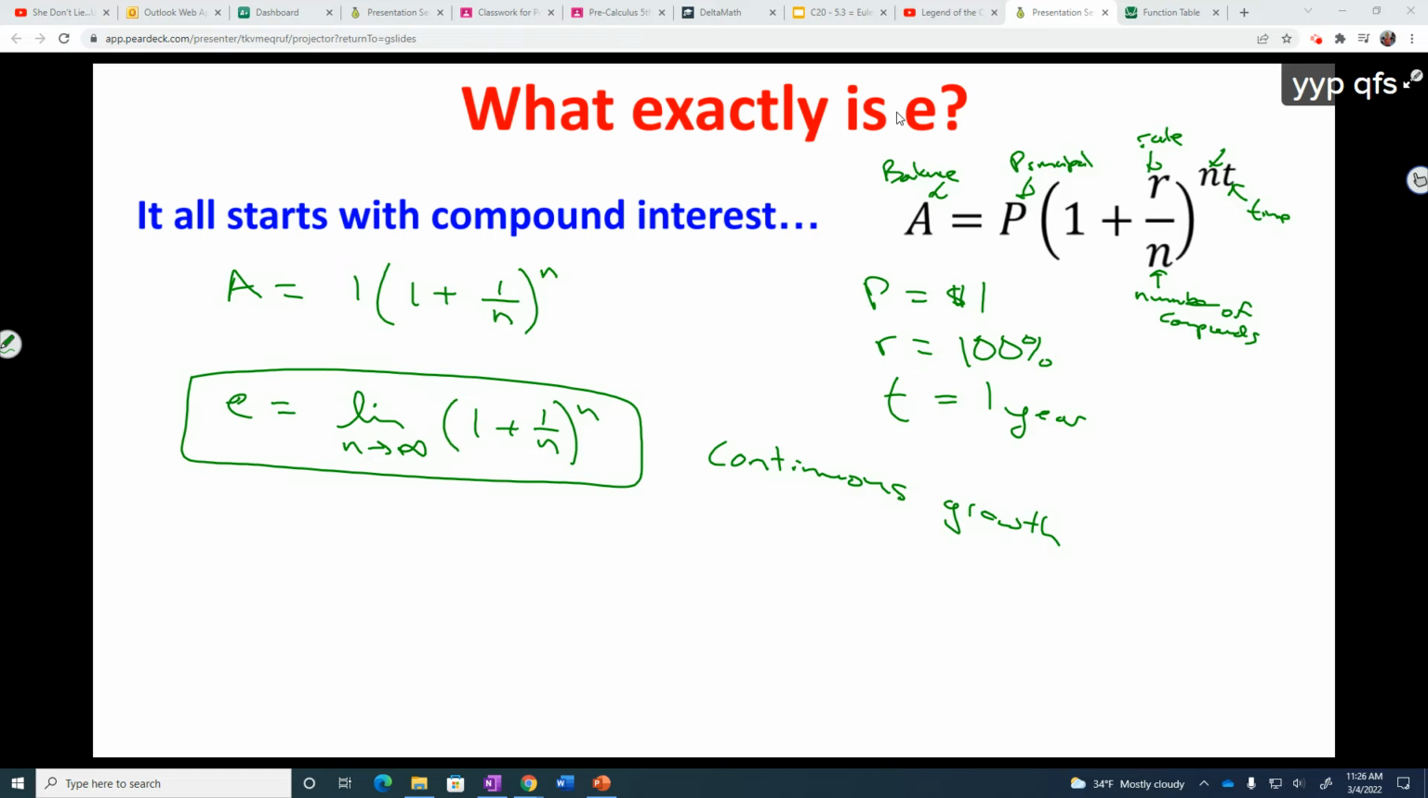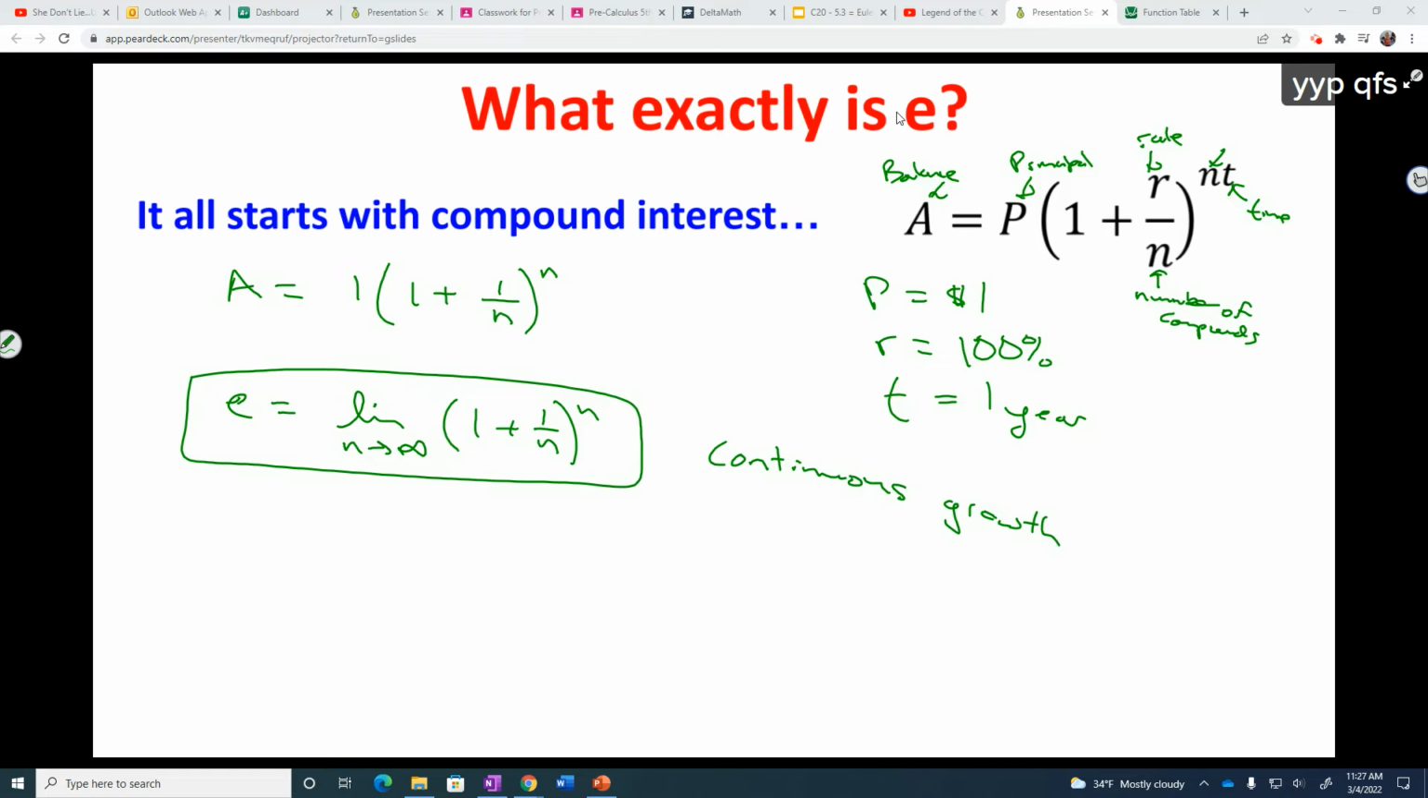Same with the population of the world. It's not just growing once a month, when babies are born. They're being constantly born. So this is representing continuous growth, meaning things are constantly being grown. Same with the fire example. The fire doesn't only expand every minute. The fire is constantly growing.